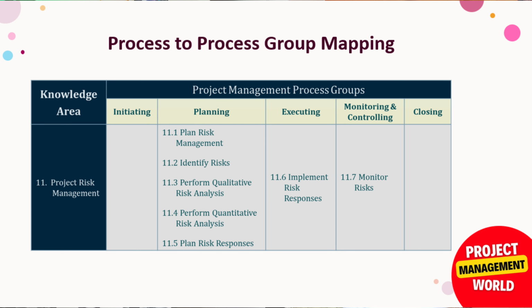Now let's see the process to process group mapping, like how project risk management processes are mapped in the process groups. There are 5 process groups: initiating, planning, executing, monitoring and controlling, and closing. In initiation there is no process of risk management. Under planning we have 5 processes of risk management. As we read in the definition, under planning we have Plan Risk Management. So we define how we are going to conduct risk management throughout the project. This defines, for example, the formats we are going to use, and risk categories as well.